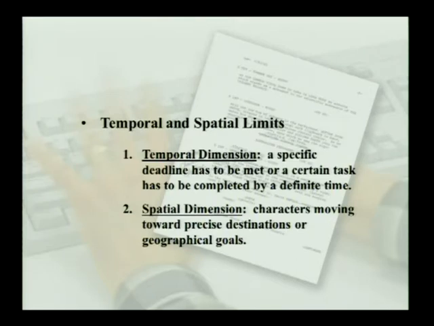Okay, there's this deadline that has to be met or we're all doomed. Spatial dimension: characters moving toward precise destinations or geographical goals. Okay, those are the great treks, the great journeys. Stories that are set at point A and they must get to point B. And often we combine the two, temporal and spatial, in the sense that we have to get from point A to point B in 24 hours or else. And then we follow that journey and all of the struggles involved in reaching that goal.